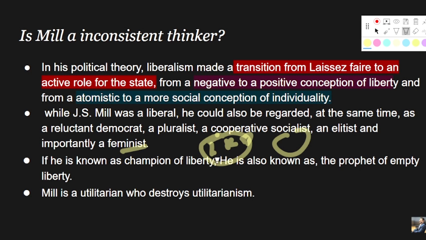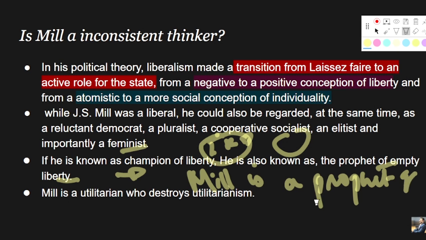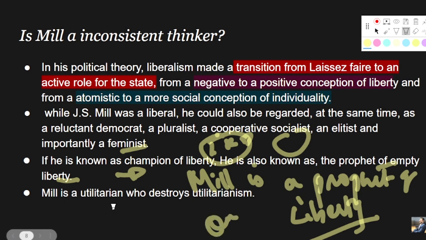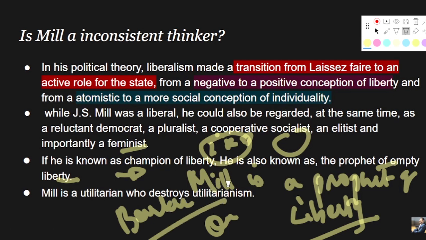If he is known as a champion of liberty, he is also known as a prophet of empty liberty, right? We will see one of the most important criticisms, and the questions related to that have been asked several times, that is, Mill is the prophet of empty liberty, right? Which is related to his idea on liberty. So Ernest Barker, one of the thinkers, will criticize Mill by saying that Mill is a prophet of empty liberty, right? We will see this particular criticism, and we will do a complete analysis and assessment of it as well. So while dealing with that particular lecture, we will cover this part in depth, right?